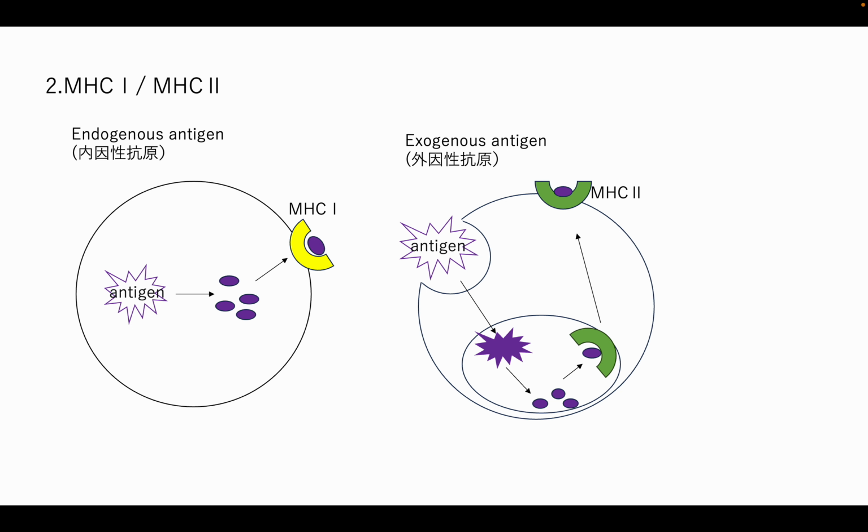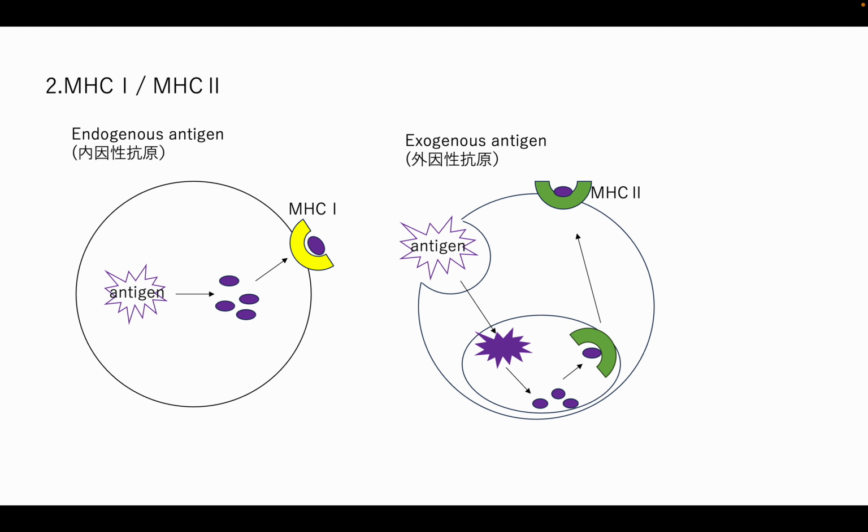MHC class 1 is expressed on all cells except red blood cells. Peptide antigens presented on MHC class 1 molecules are derived from proteins that have been broken down in the cytoplasm. This presentation informs T cells that the cell is infected when proteins from viruses are present in the cytoplasm.